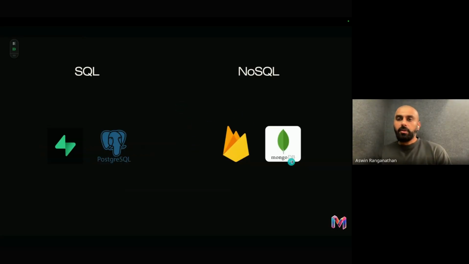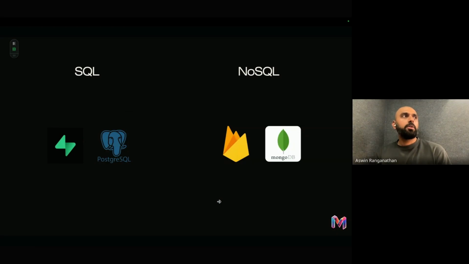So if you see, these are some examples. Supabase and Postgres SQL are two examples of SQL databases. Firebase, this is a logo for Firebase. This is a logo for MongoDB. They are both NoSQL databases, but you will mostly see one of these four used by companies.